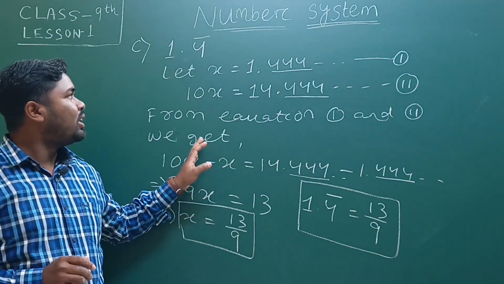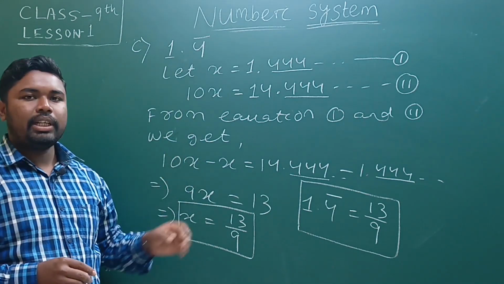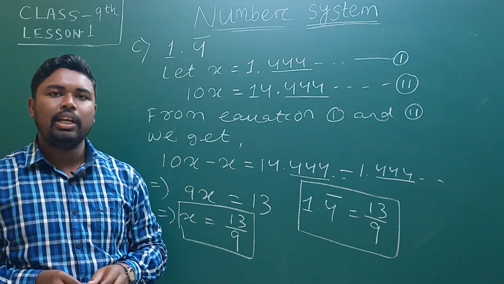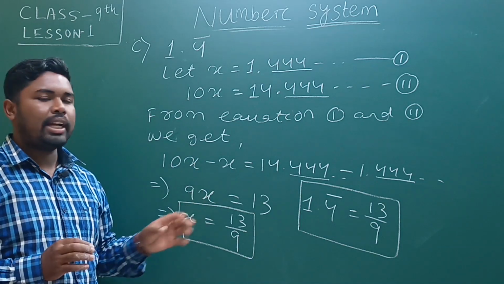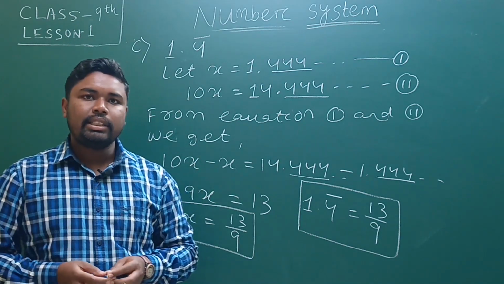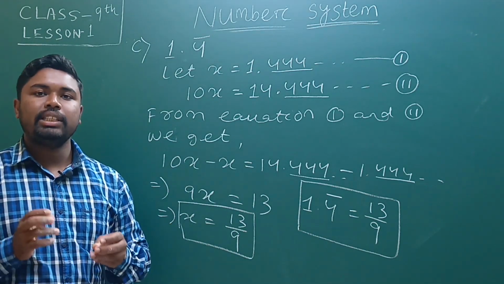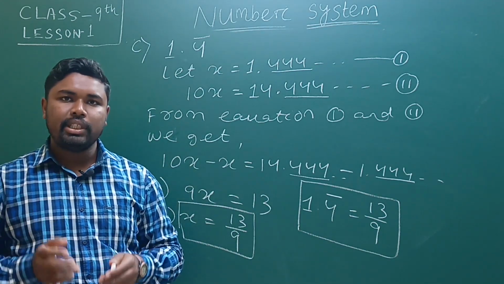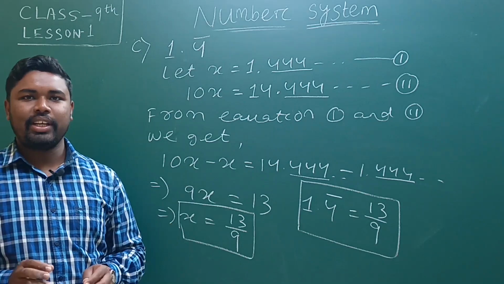So up to this, is it clear? Today we have discussed terminating decimals, repeating decimals, and some examples of terminating and repeating decimals. We will discuss irrational numbers in the next class, what irrational numbers are and some properties of irrational numbers. Okay, thank you.